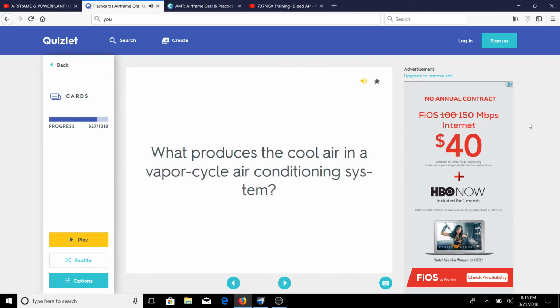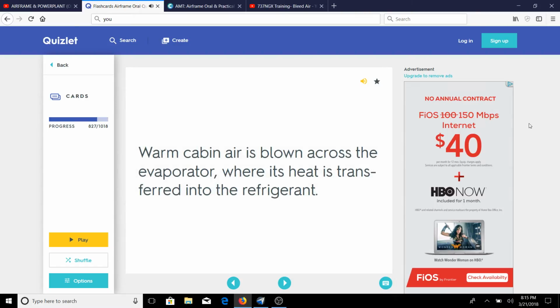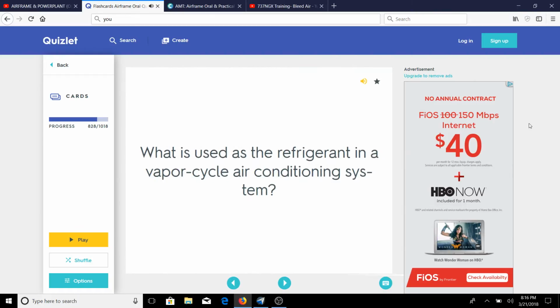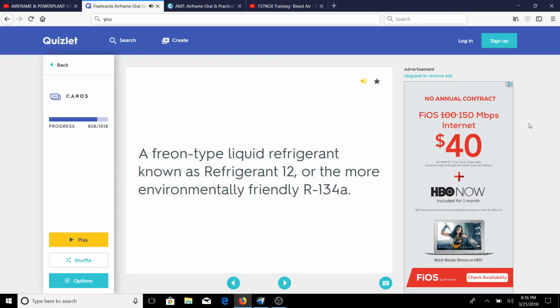What produces the cool air in a vapor cycle air conditioning system? Warm cabin air is blown across the evaporator where its heat is transferred into the refrigerant. What is used as a refrigerant in a vapor cycle air conditioning system? A Freon-type liquid refrigerant known as refrigerant 12 or the more environmentally friendly R134A.